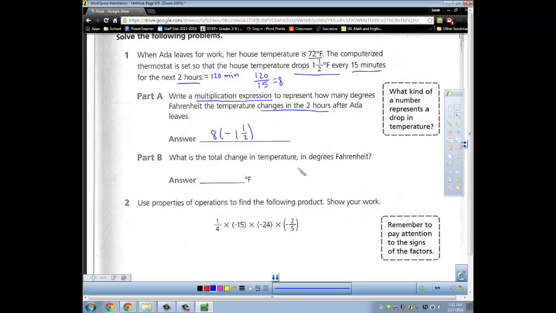Part B, what is the total change in temperature in degrees Fahrenheit? So I'm going to multiply this. So 8 over 1 times, I'm going to turn this into an improper fraction. So 2 times 1 is 2, plus 1 is 3. Keep your denominator. 8 times 3 is 24. 1 times 2 is 2. 24 divided by 2 is 12. And I have a positive and a negative, so -12 degrees Fahrenheit, which makes sense because it's continuously dropping.